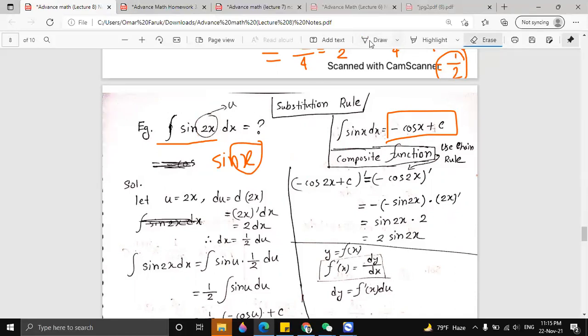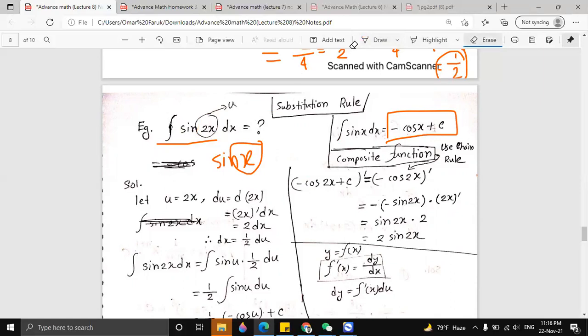One is sine, and another one is 2x. We can just think like this: 2x is equal to u, right? So this 2x by itself is a function. And this sine is also another function, okay? So sine is a function.